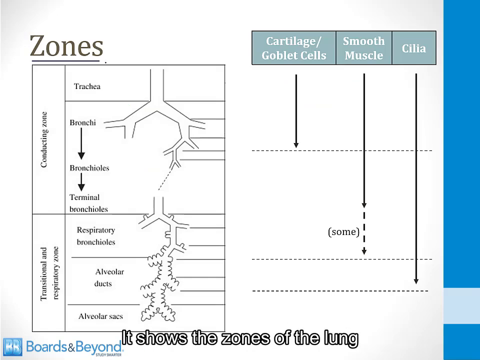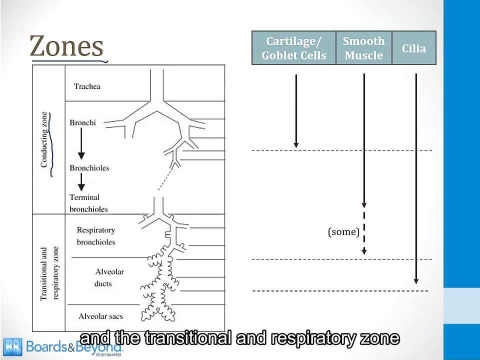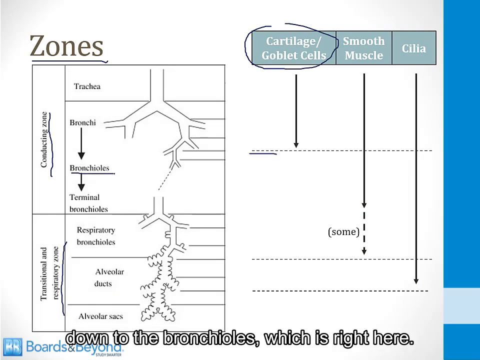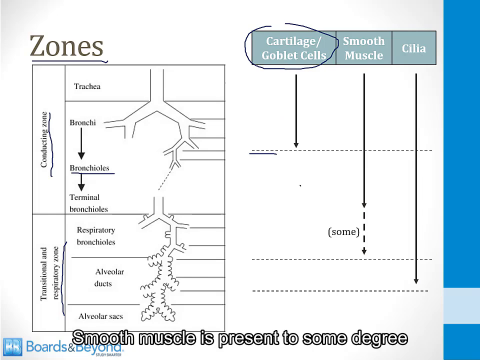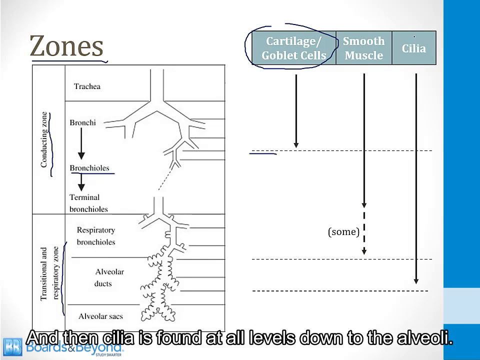It shows the zones of the lung and the structures that make up those zones. The conducting zone is on top, and the transitional and respiratory zone is down on the bottom. So you can find cartilage and goblet cells at all levels down to the bronchioles, which is right here. Smooth muscle is present to some degree around all of the conducting airways down to the alveolar ducts. And then cilia is found at all levels down to the alveoli.